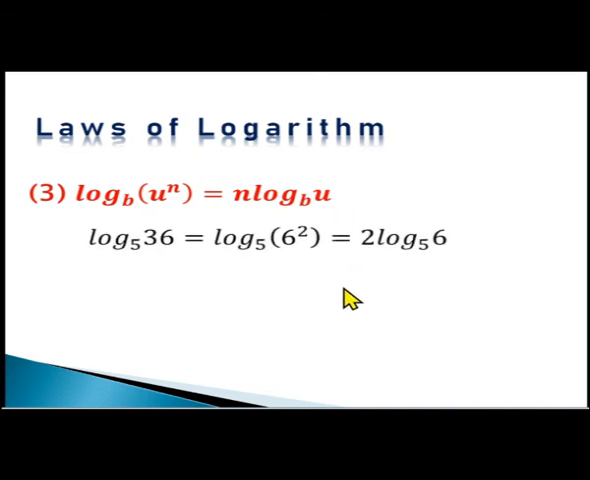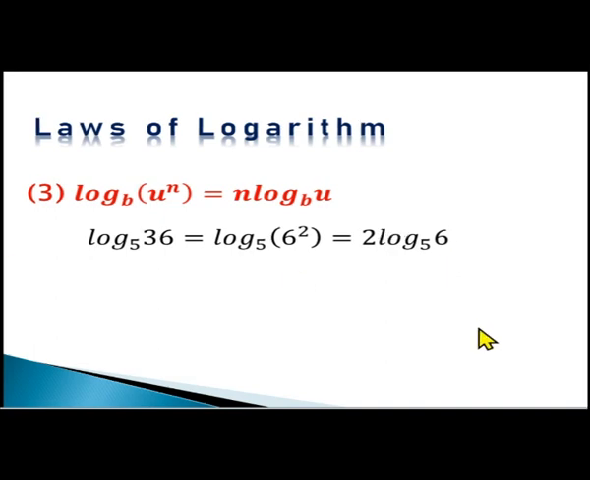Example, you have the logarithm of 36 with base 5. If we follow our third law, we can replace 36, which is equal to 6 squared. So you have the logarithm of 6 squared with base 5. Applying the third law, bring down your exponent, write it before your logarithm, and write the remaining expression, the logarithm of 6 with base 5.